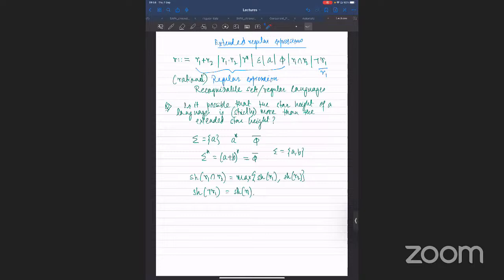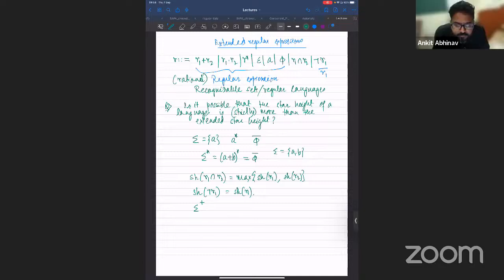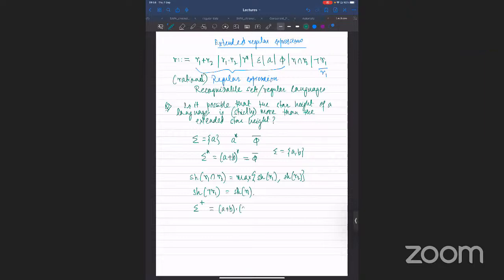Let's do some simple exercises. What is the regular expression for sigma plus? It is A plus B, dot, A plus B whole star, equal to A plus B dot A plus B star. Correct? Good, Ankit. So this is the standard regular expression.